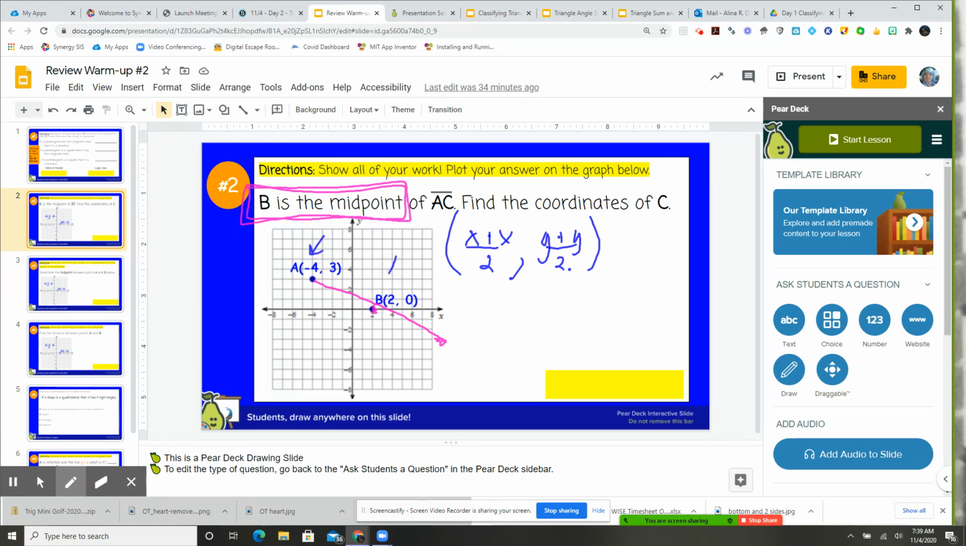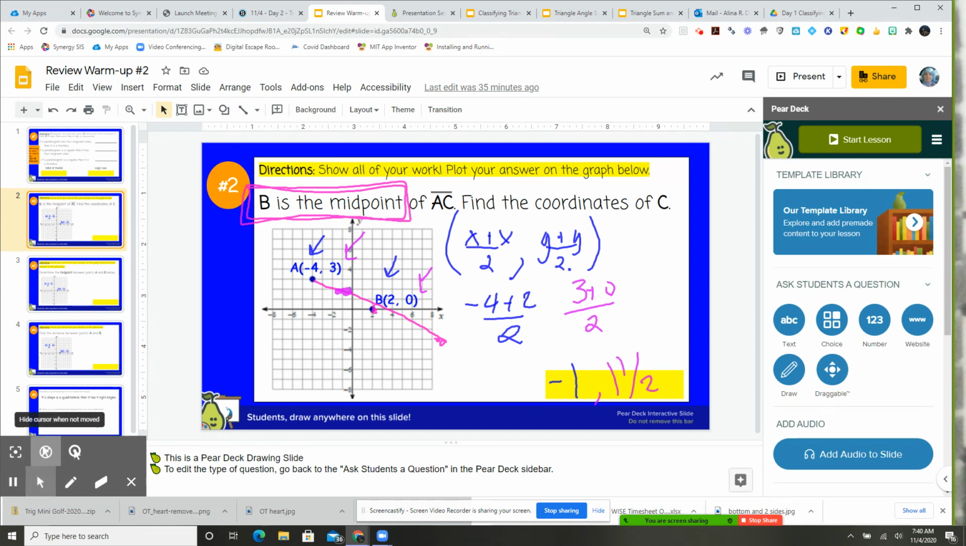So I take my X's and I add them up. -4 plus 2 divided by 2 is going to be -2 divided by 2 is -1. And then my Y's, 3 and 0, so 3 plus 0 divided by 2 is 1 and 1/2, right? Did I do that right? Somehow I feel like I didn't do that right. Oh, because I just found the midpoint. I just found the midpoint. That's the question on the next slide. Guys, you've got to keep me straight.